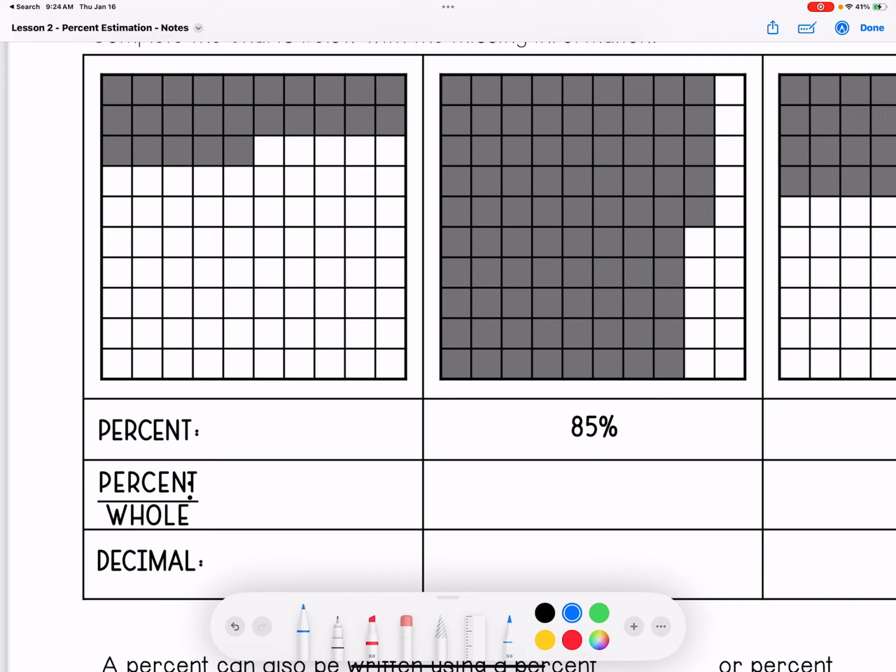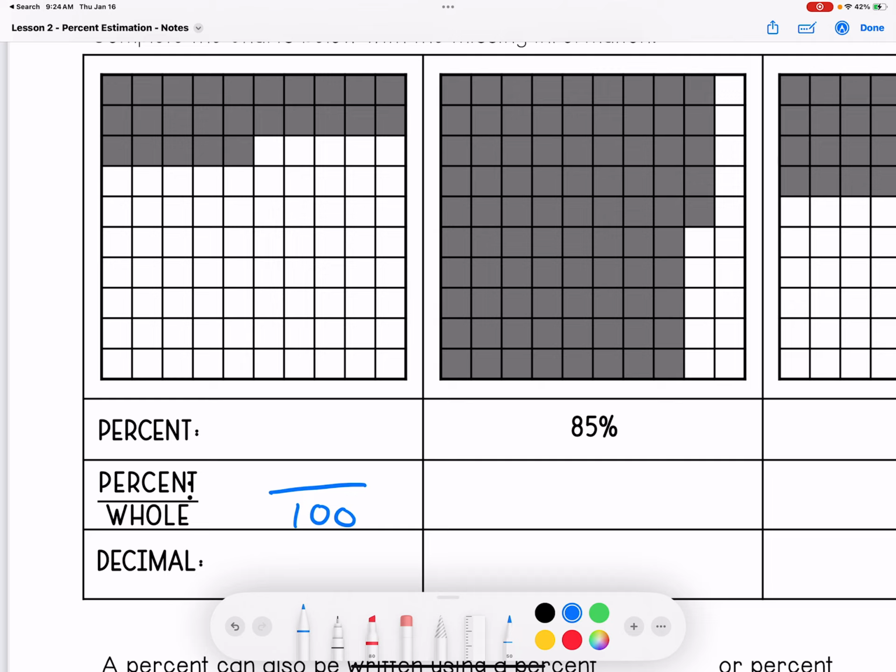Okay, well, let's stop before we do that. Let's do the percent over the whole. I'm going to go ahead and tell you there's 100 blocks there, which you can probably look at and tell me. So what is the percent going to be? How much of that is covered? What percentage of that block is covered? What do we need to do?